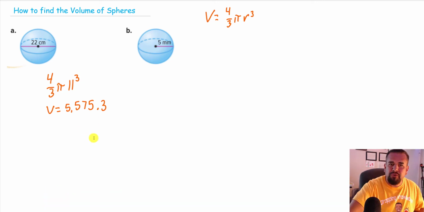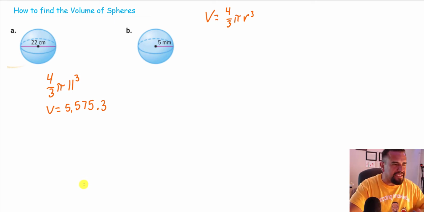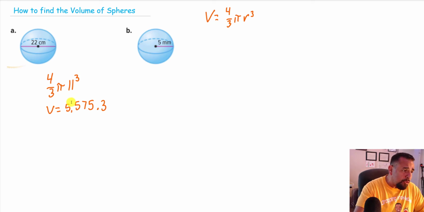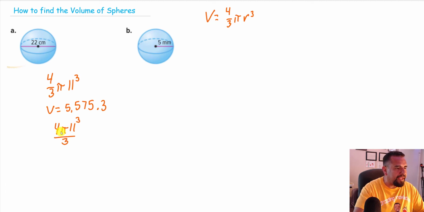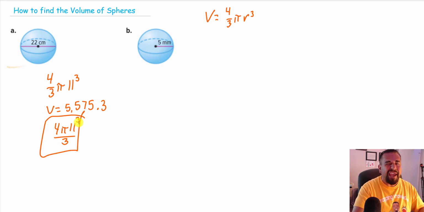Listen, a lot of you have mentioned in the past, I know you're just learning this and you don't fully understand how to work a calculator. You need to put parentheses around the 4/3 and so forth. But let's say you don't want to mess with that. What you can simply do is take 4 times pi times 11 to the third power and divide all that by 3. And this right here will give you the same exact answer. All right. So use whatever formula you think is better for you and find the volume.